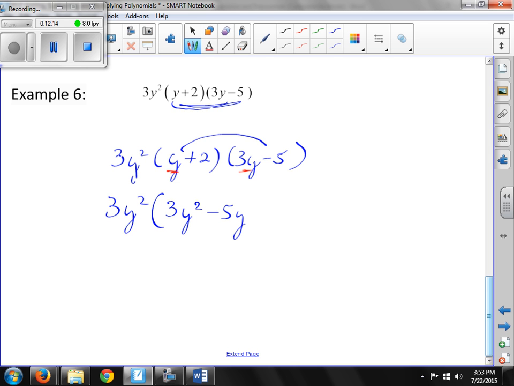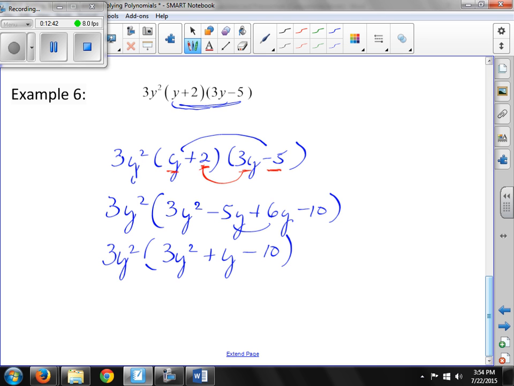And when I multiply the inside, I'll have 2 times 3y, which would be 6y. And when I multiply the last, I have 2 times negative 5, which would be negative 10. So I have 3y squared, and when I combine the like terms in the middle there, negative 5y plus 6y would be plus 1y, or just plus y, minus 10. Now that I have multiplied the binomial pairs together, I'm going to multiply the monomial times all three of them.